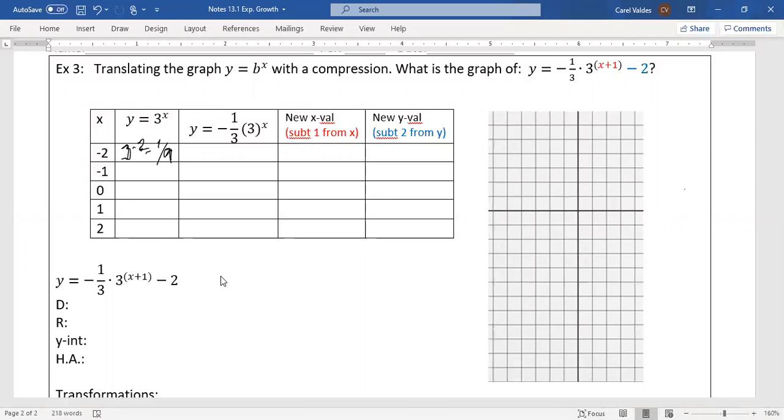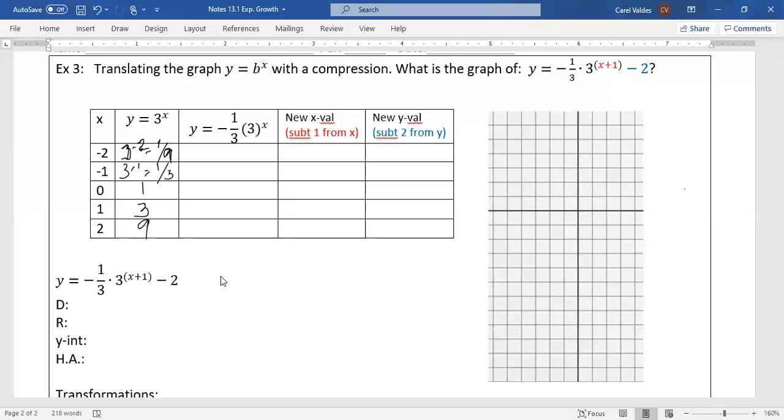When you plug in negative 1, 3 to the negative 1, you have to flip it over. So 3 to the negative 1 flips over to 1 over 3 because it's 3 to the first. When you plug in 0, you get 1. Anything to the 0 power is 1. When you plug in 1, you get 3. I'm not sure if you can see the pattern, but every time you increase the x by 1, the y value is multiplied by 3. So we can guess the next number should be 9. This is your starting point.